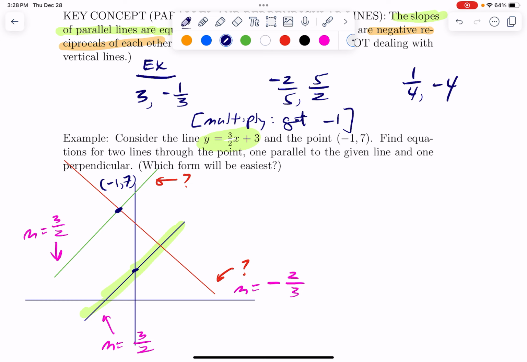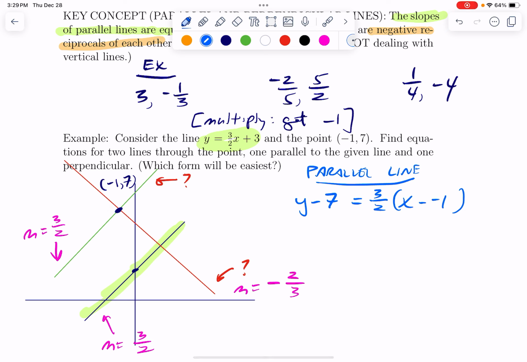So take a look at this and ask yourself, of the different ways of writing an equation for a line, which would be fastest in this example? Well, for the green line, we know a point and a slope. For the red line, we know a point and a slope. Let's use point-slope form. So the parallel line would be y minus the given y coordinate is equal to the slope times, in parentheses, x minus my given x coordinate.